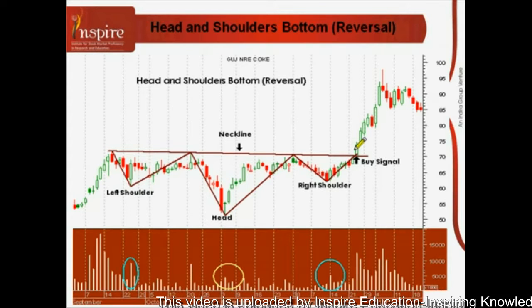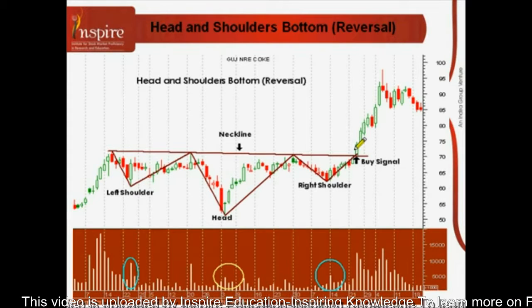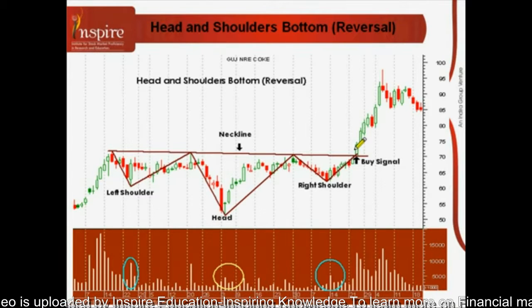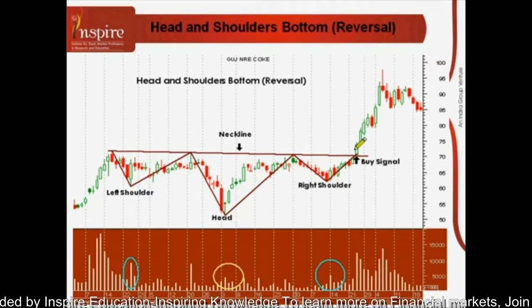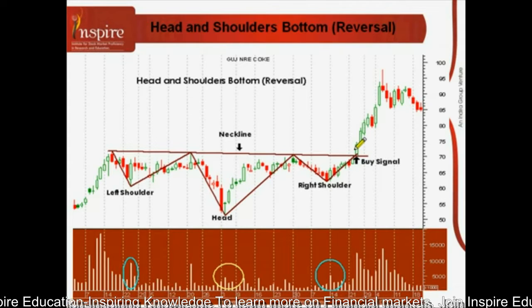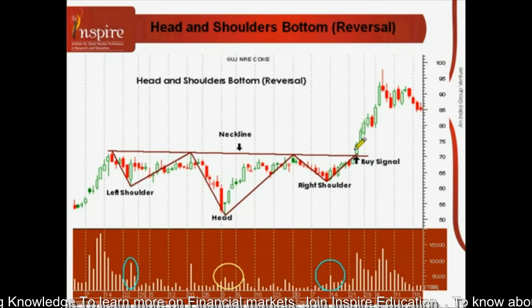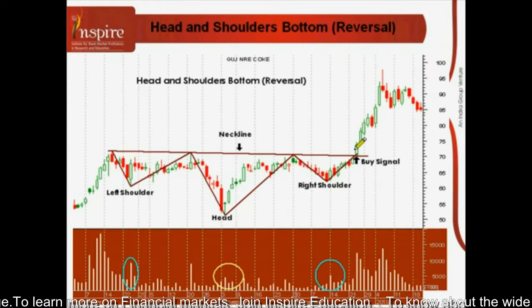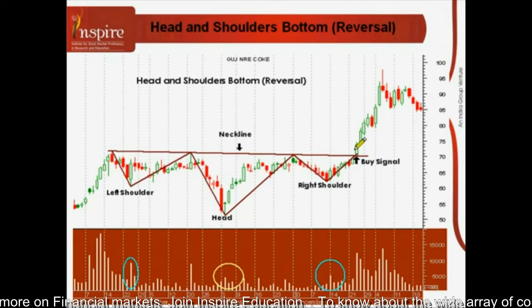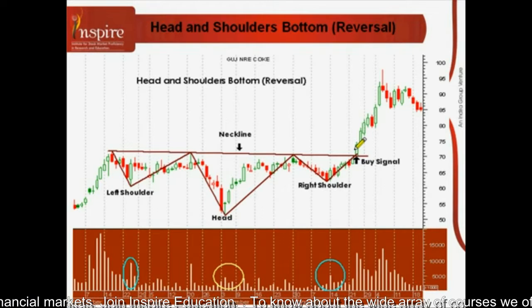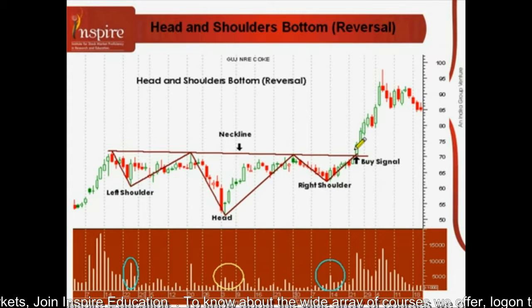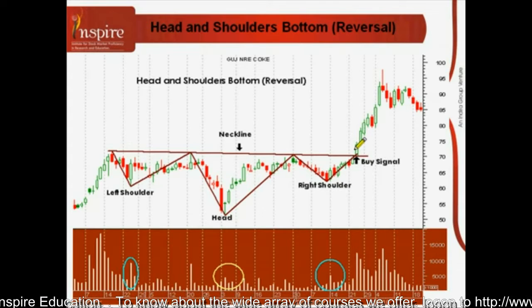A head and shoulder pattern is a bullish signal in the technical analysis of stocks. It marks a possible reversal of the current downtrend into a new uptrend. So that is a reversal indicator, we can say, which marks that the current downtrend will convert into a new uptrend.